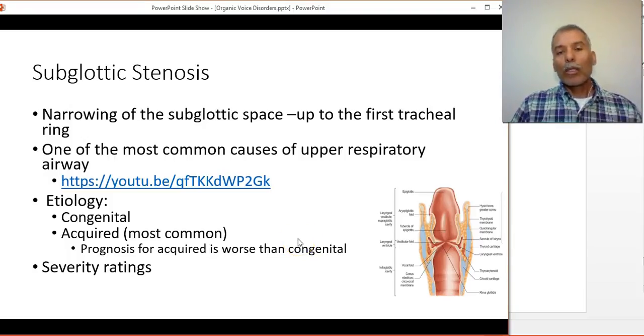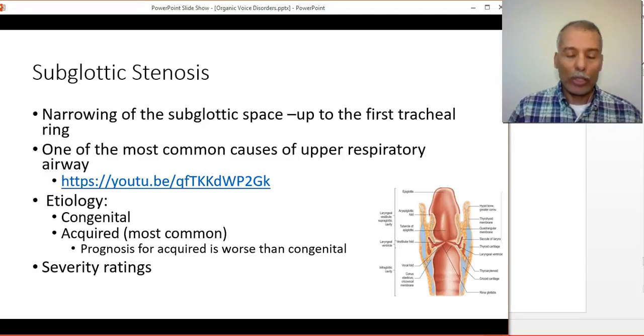So this is subglottic stenosis. Stenosis is one of the most common causes of upper respiratory airway obstruction, and you'll see it in this video also. You'll see a patient. The etiology can be congenital, like the child is born with it, or it could also be acquired. The acquired, unfortunately, is the most common kind, and the congenital responds better to intervention.